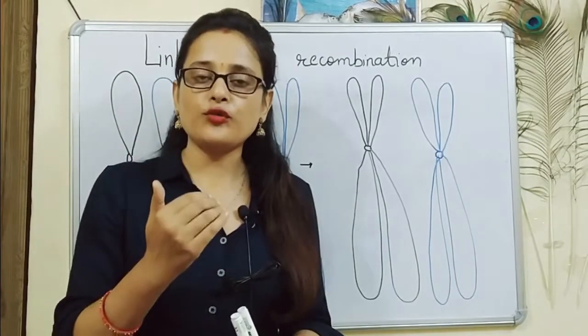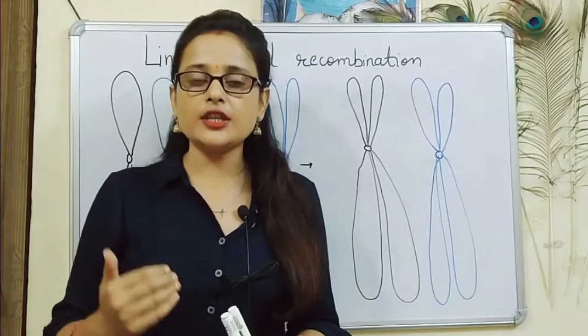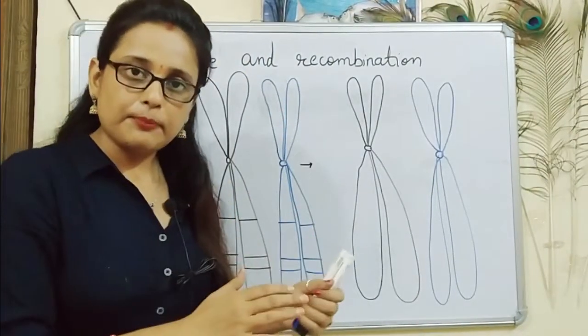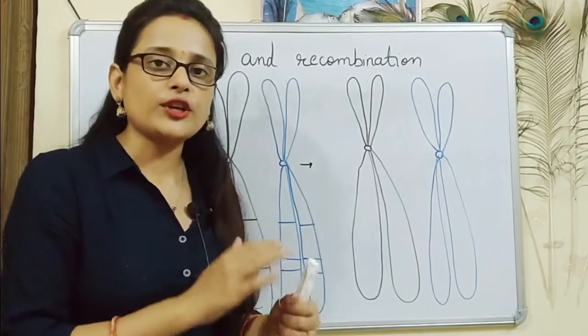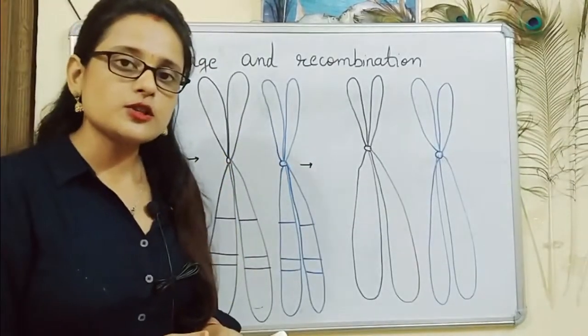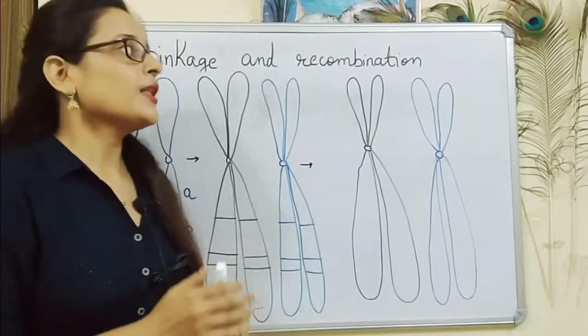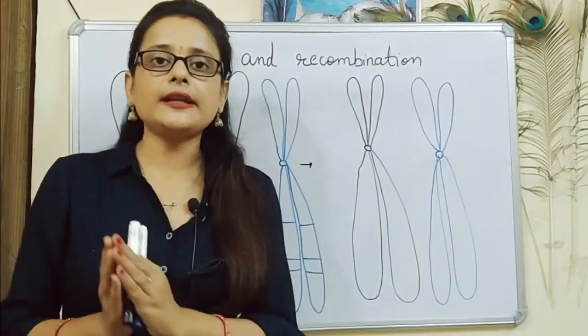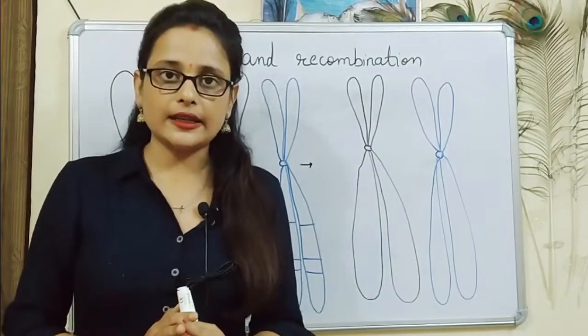Meiosis 1 has prophase 1, metaphase 1, anaphase 1, telophase 1. Recombination takes place during prophase 1, and linkage was also first observed during prophase 1. Prophase 1 has the stages leptotene, zygotene, pachytene, diplotene and diakinesis.